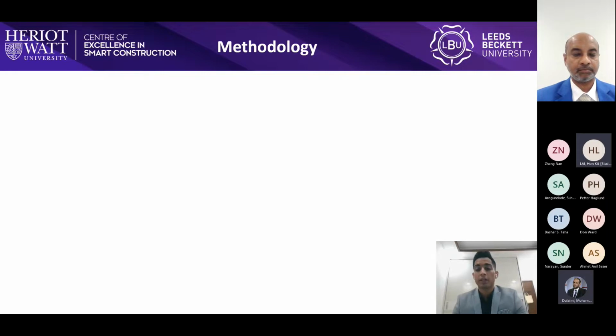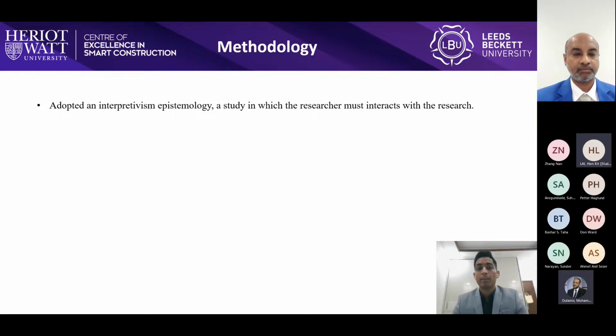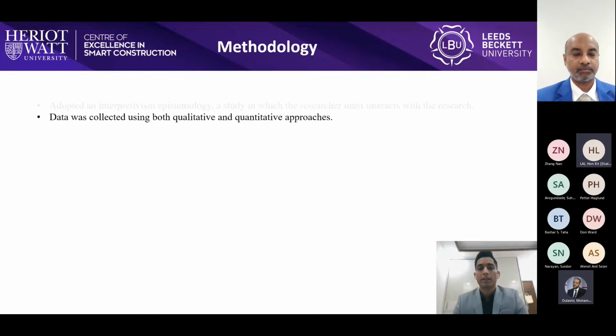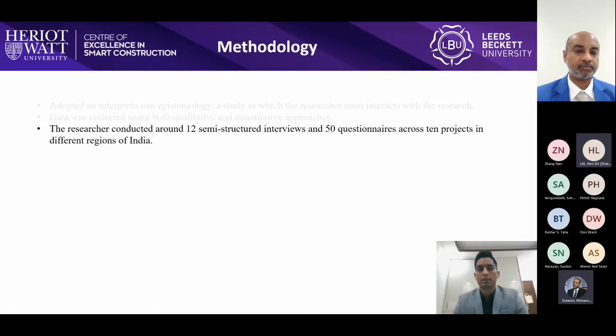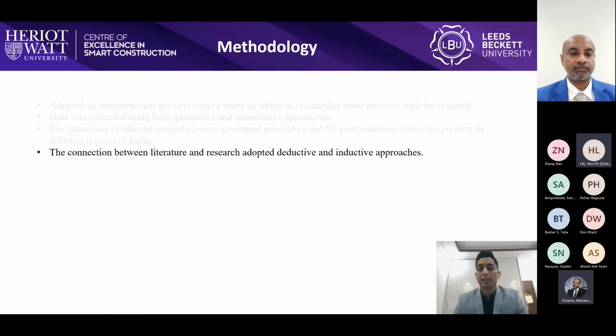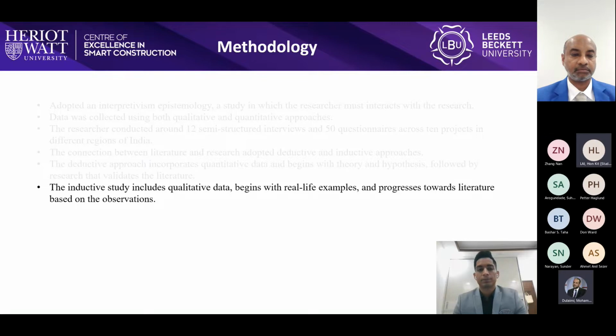Now, the methodology adopted for this research. The researcher adopted an interpretivism epistemology, a study in which the researcher interacts with the research. The data was collected using both qualitative and quantitative approaches. The researcher conducted 12 semi-structured interviews as well as 50 questionnaires across 10 projects in different regions of India. The connection between the literature and the research adopted deductive and inductive approaches, as highlighted as follows.